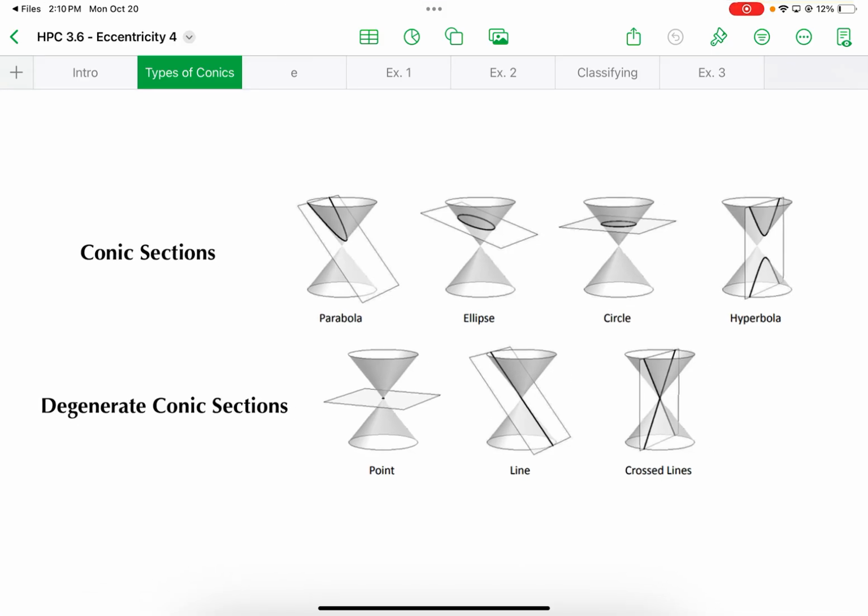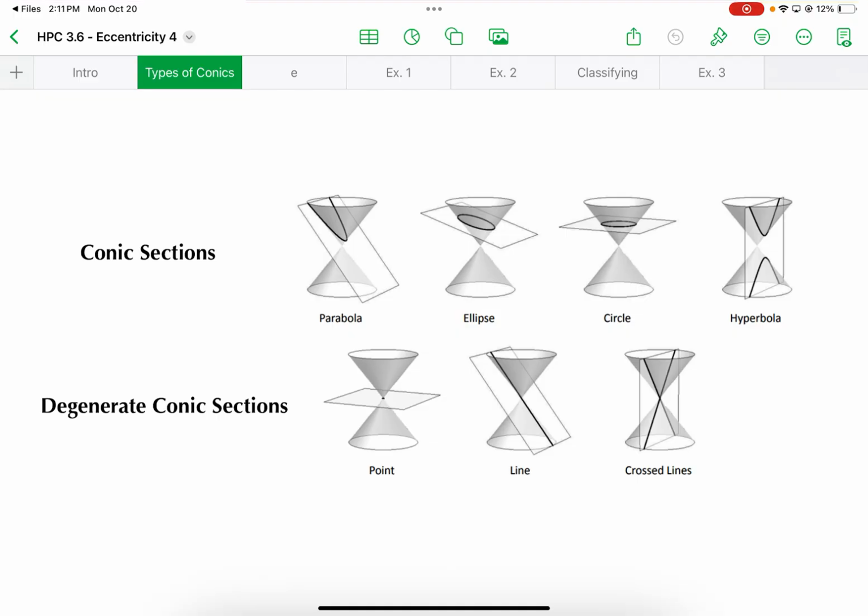We started off the unit talking about how we can get the different conic sections by intersecting a plane with a double napped cone, right? And the four that you see on the top of the screen here, those are the four that we've looked at so far. These are the common conic sections: a parabola, an ellipse, a circle, and a hyperbola. But there are three other possibilities for the intersection between that plane and the cone.